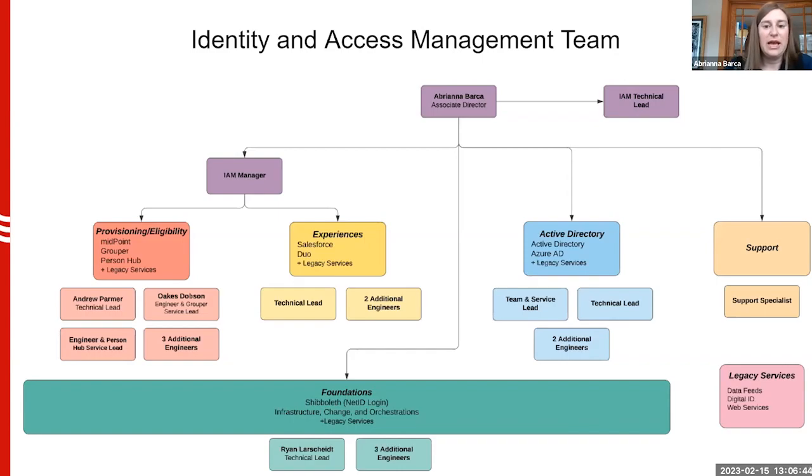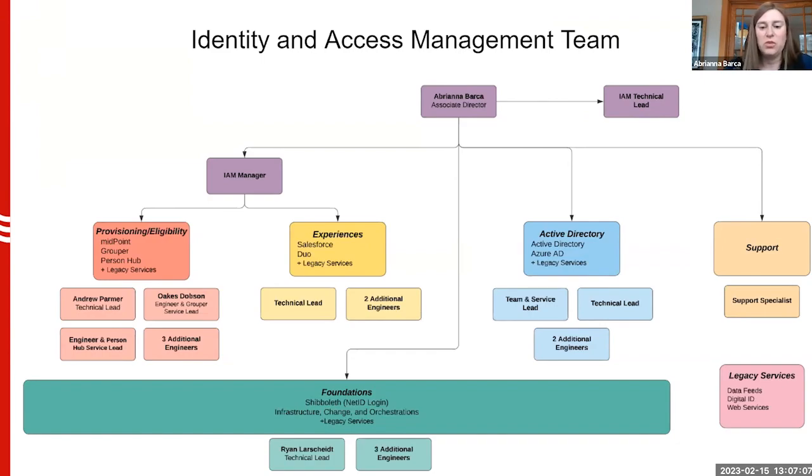And finally, underpinning that is our foundations team. It's intentionally drawn in this long rectangle because it does underpin a lot of the technologies for the teams that sit above it. The team is focused on login infrastructure and more generally our infrastructure holistically. We think about monitoring, changes, orchestrations, all of those pieces fit within there. And that's, again, where Ryan is the technical lead.